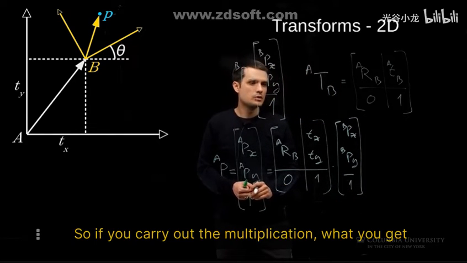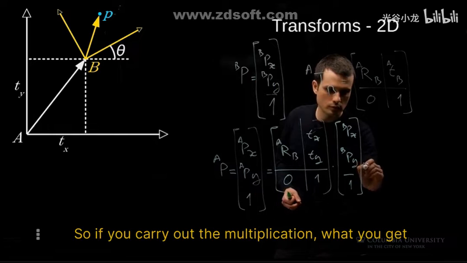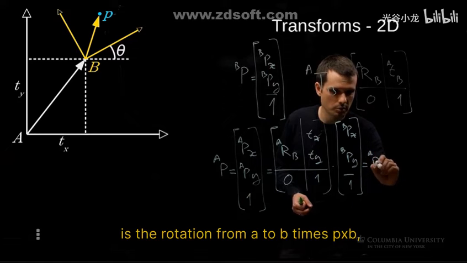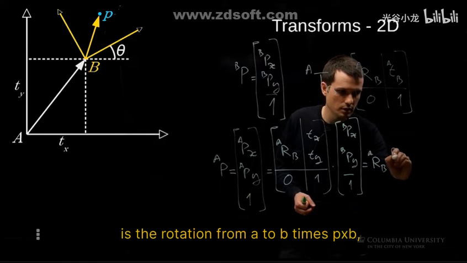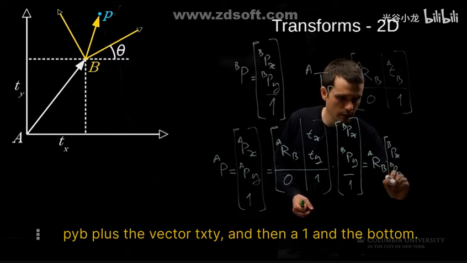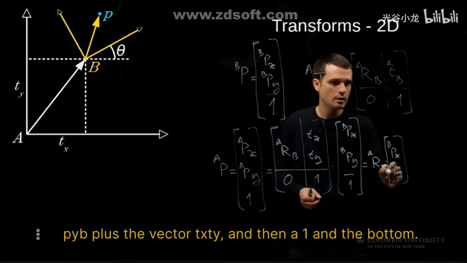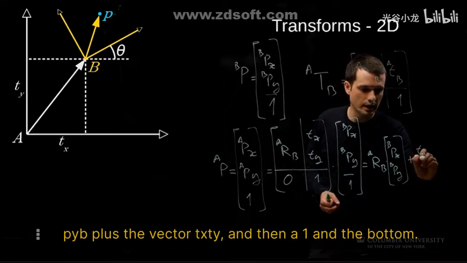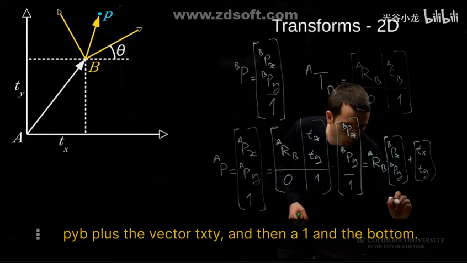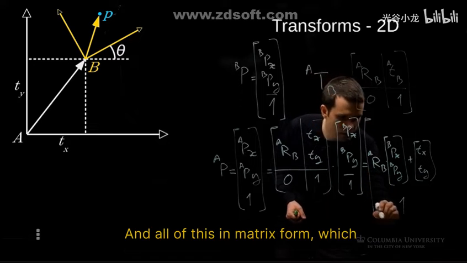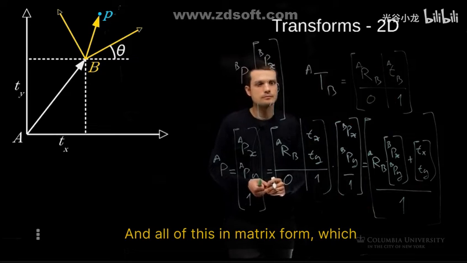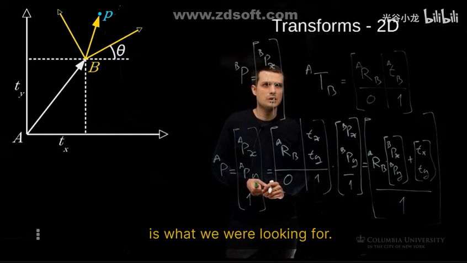Okay? So if you carry out the multiplication, what you get is the rotation from A to B times Pxb, Pyb, plus the vector Tx, Ty, and then a 1 at the bottom, and all of this in matrix form. Which is what we were looking for.